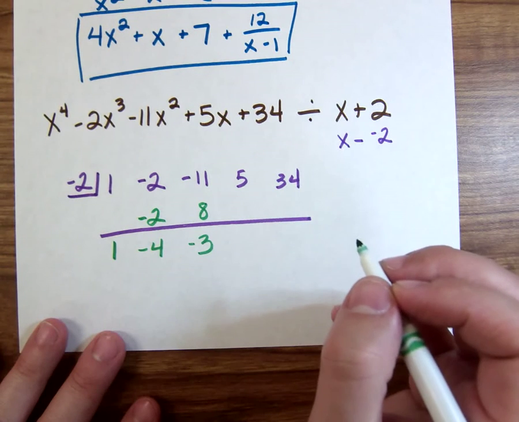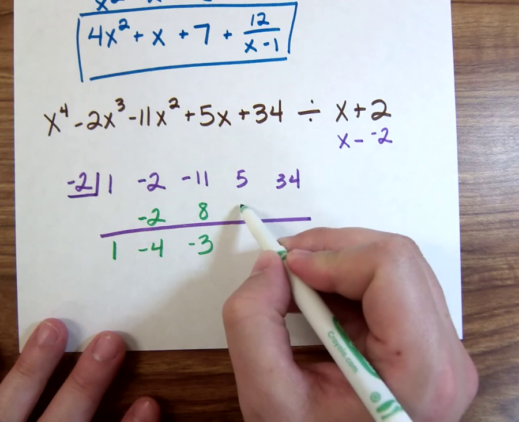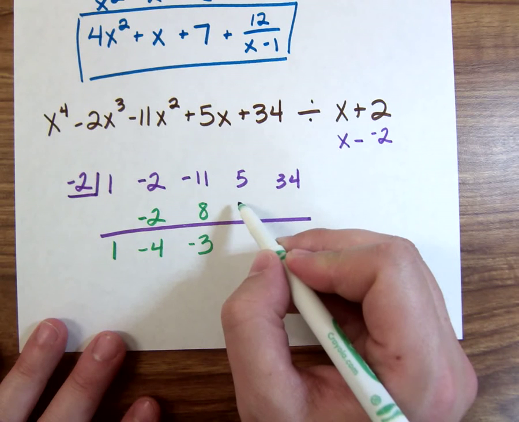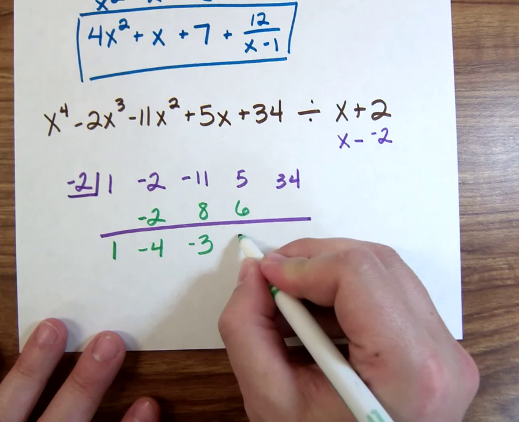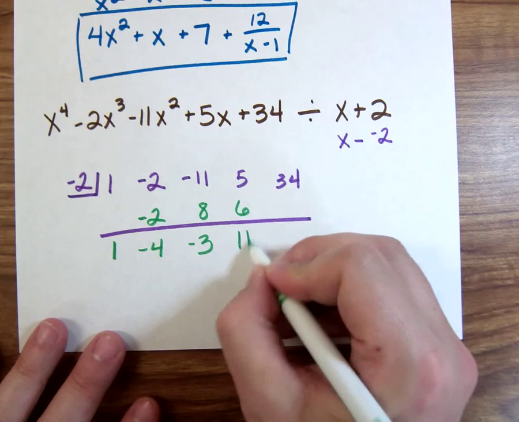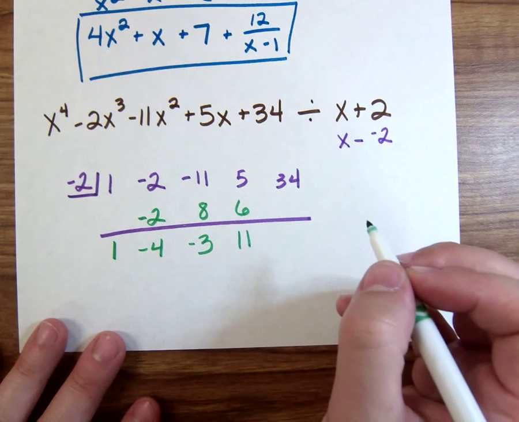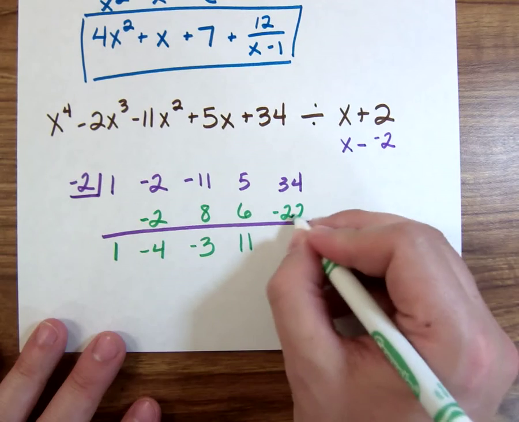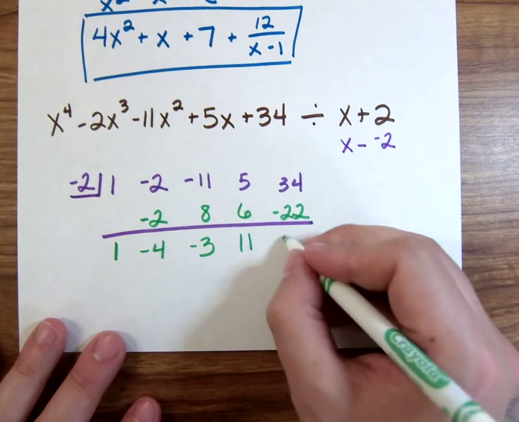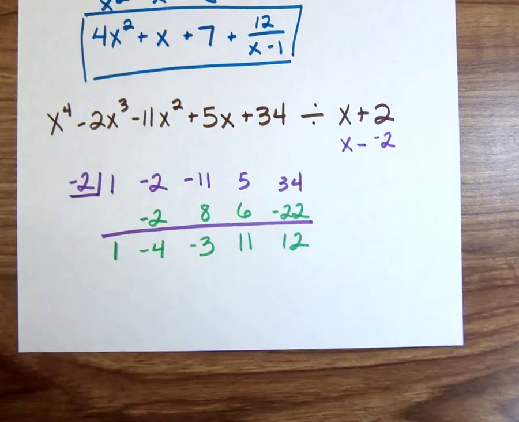Good. Negative 3 times negative 3 is positive 6. 5 plus 6 is 11. Negative 2 times 11, negative 22, which would leave us with 12.